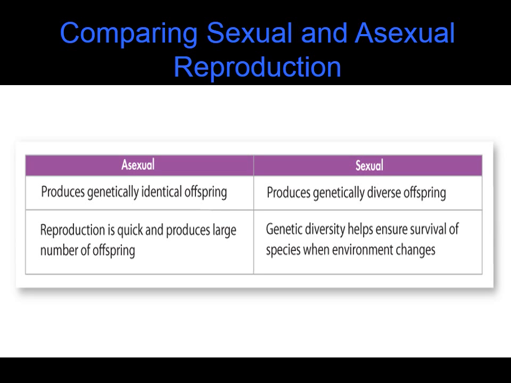So with asexual reproduction, they're genetically identical offspring. Reproduction is quick, and you get a large number of offspring. With sexual reproduction, genetically diverse offspring, meaning they're not exactly the same as the parents. And this genetic diversity helps organisms to survive when the environment changes. Remember that statement, survival of the fittest? Well, this kind of helps go with that. And we'll see later on in succeeding chapters what we're talking about when we say survival of the fittest and what that actually means.